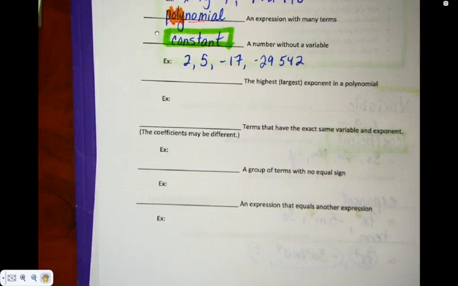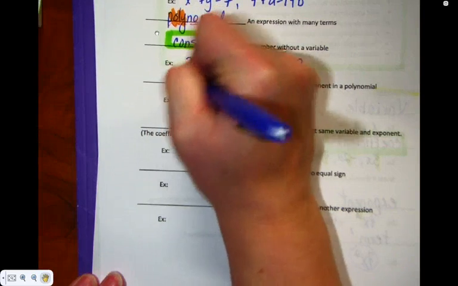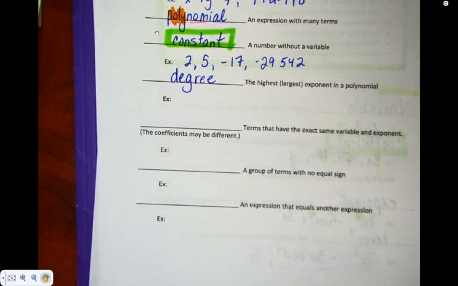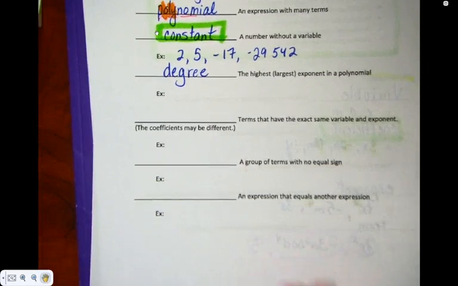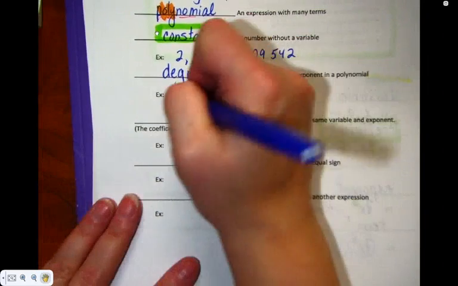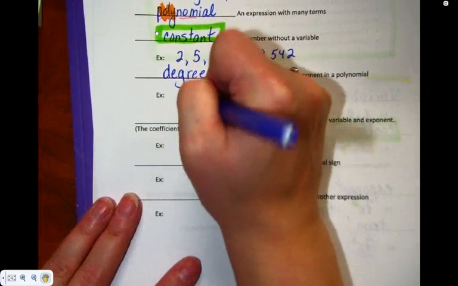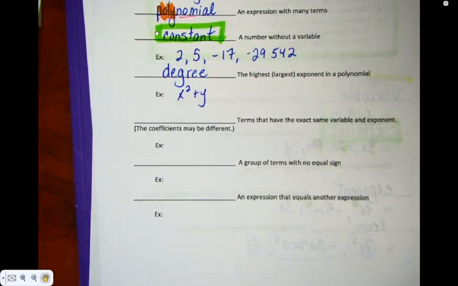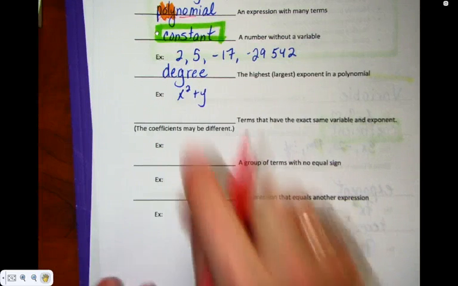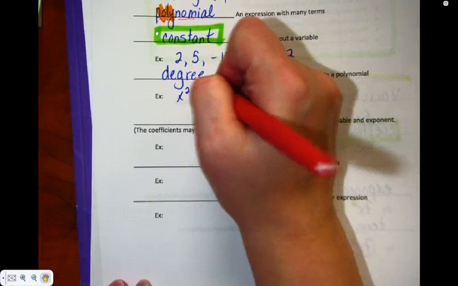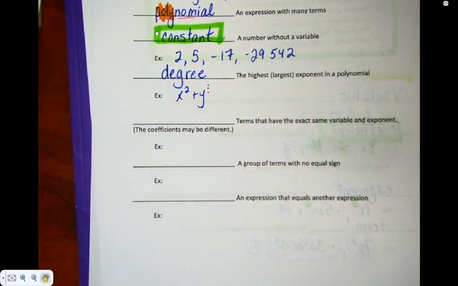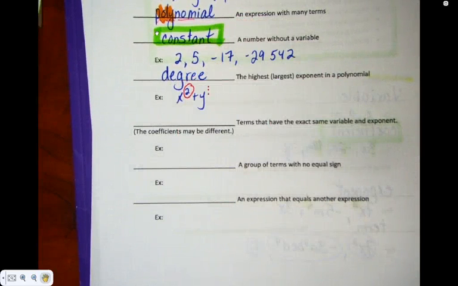The highest or largest exponent in a polynomial is called the degree. If I gave you the binomial x squared plus y, we know there's a squared on the x. We know there's an imaginary 1 on the y. Which one is bigger? The 2 is bigger. So that's called the degree of 2. It's called a second degree polynomial.